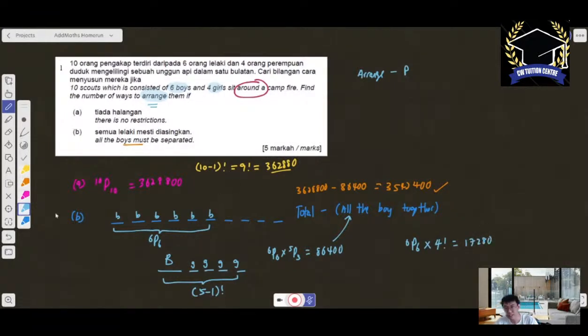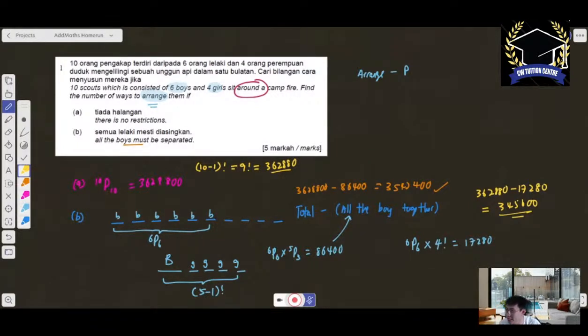And this part here, the yellow color, 362,880, have to minus 17,280. So I get 345,600. This is for around a circle. The orange color is if it's in a straight line. The yellow color is around a circle. If around a circle, you just need to minus 1 on this part and this part.